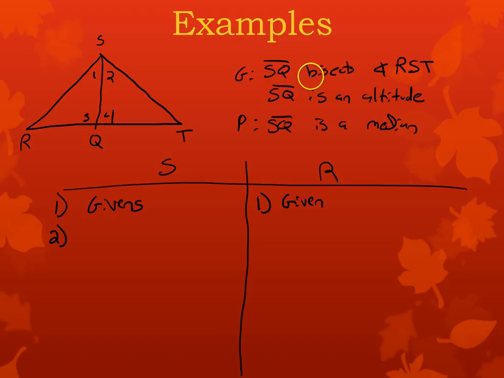So if SQ bisects angle RST, that means it splits it into two equal angles. So angle 1 is congruent to angle 2. This is your definition of an angle bisector.